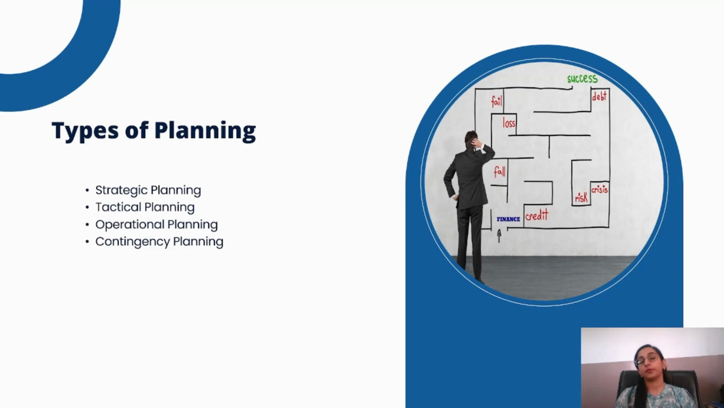Here are some important points, or we can say the importance of operational planning. First is efficiency and productivity, then alignment with strategic goals, followed by adaptability and also performance measurement. So, by clearly defining daily tasks and responsibilities, operational planning enhances team productivity and overall organizational efficiency.